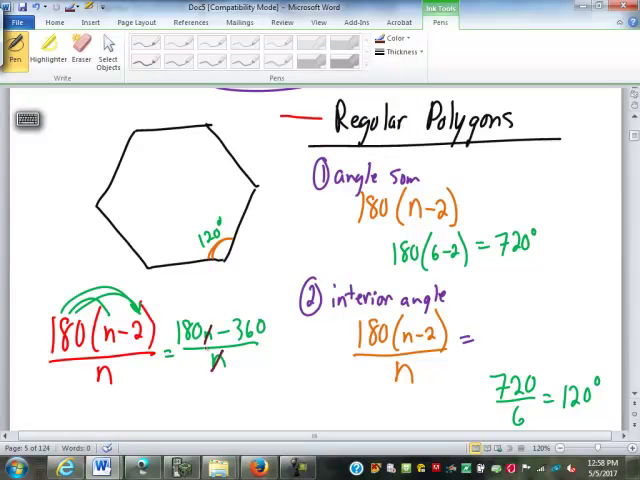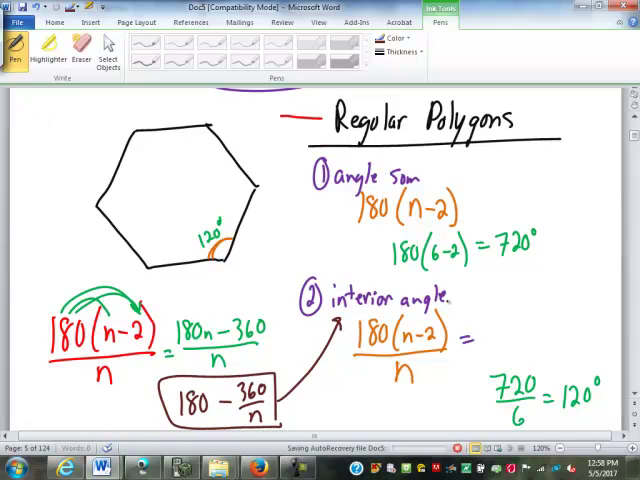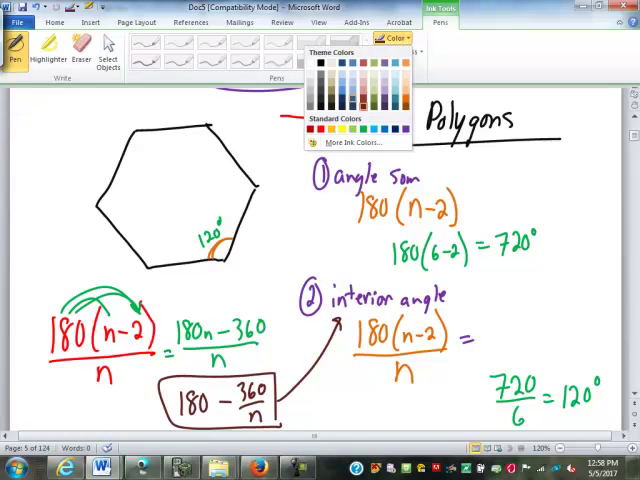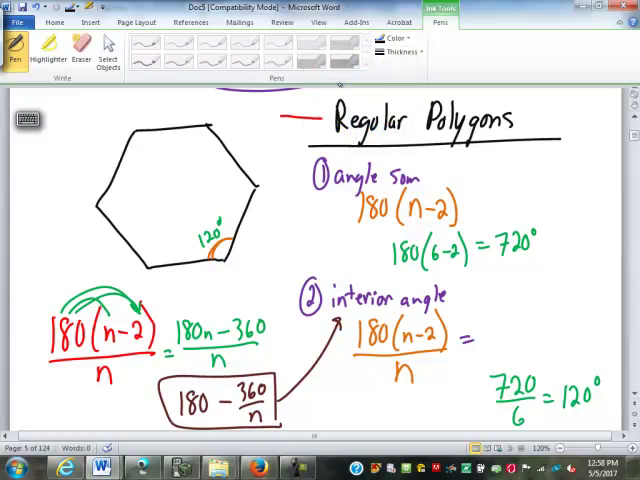If I divide 180n divided by n, I get 180. Negative 360 divided by n is negative 360 over n. That is another way of writing the formula for the interior angle: 180 minus 360 over n. So let's continue.